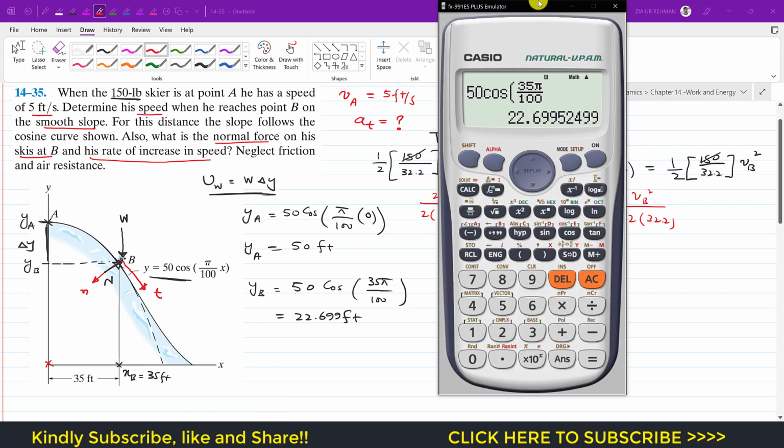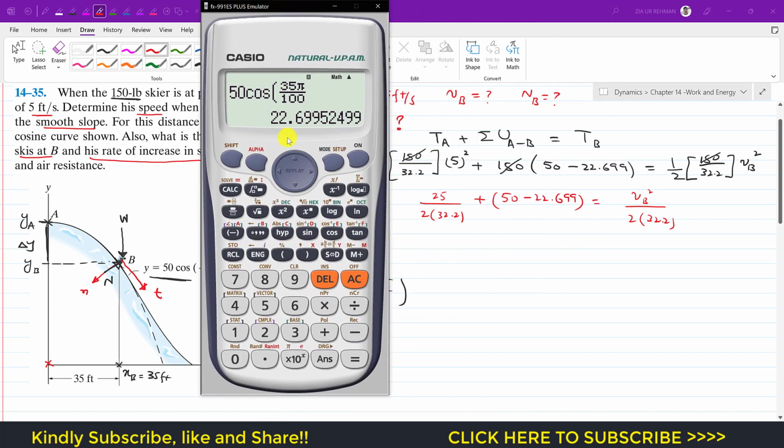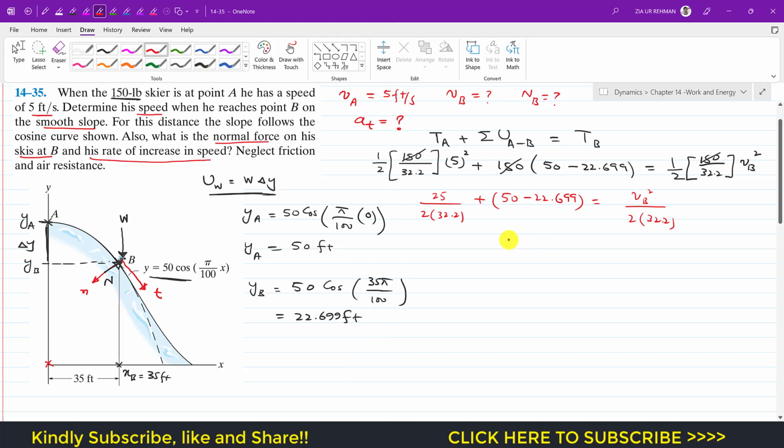So let me calculate this. This is 25 divided by 2 into 32.2 plus 50 minus 22.699. So this is 27.689, and this is equal to VB squared divided by 2 into 32.2.